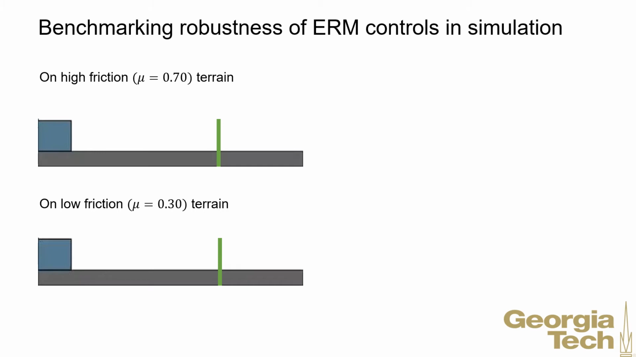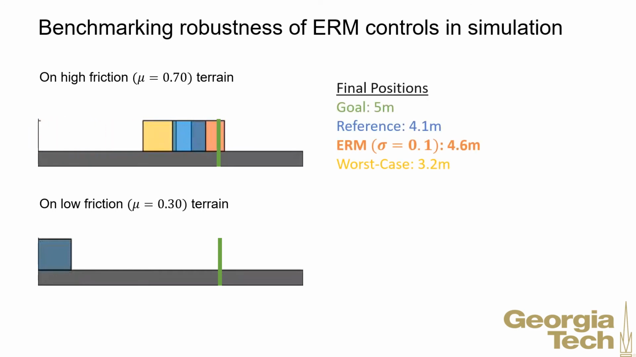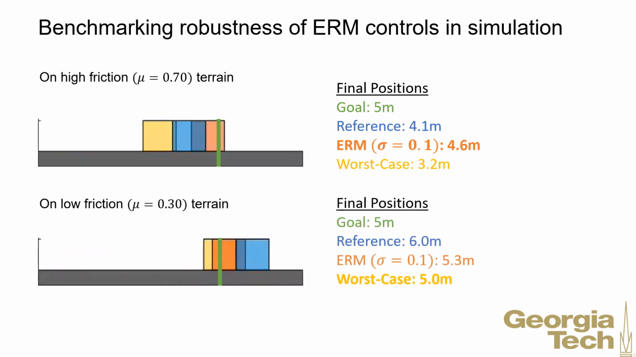When the friction coefficient is higher than expected, we found that the controls undershot the goal position, with the ERM controls achieving the closest final position to the goal. When the friction coefficient is lower than expected, the worst-case control simulation achieves the goal position, while the ERM and reference control simulations overshot the goal.